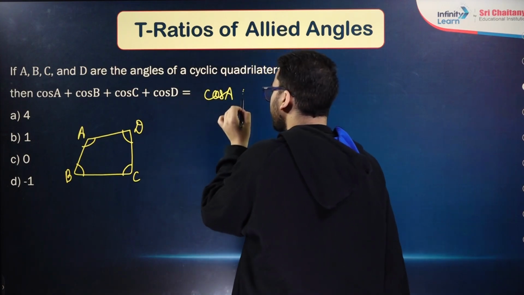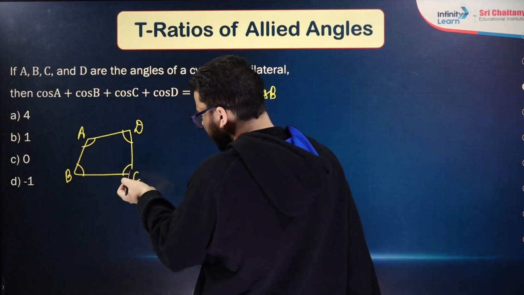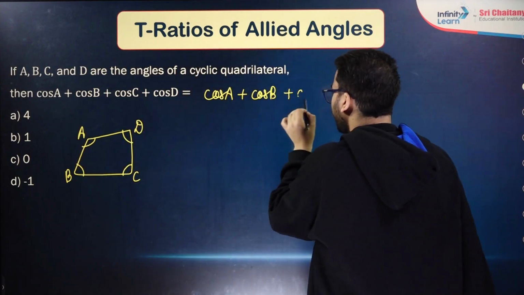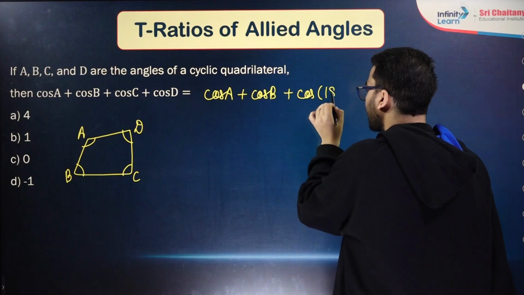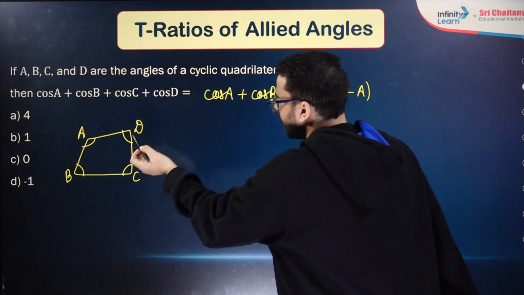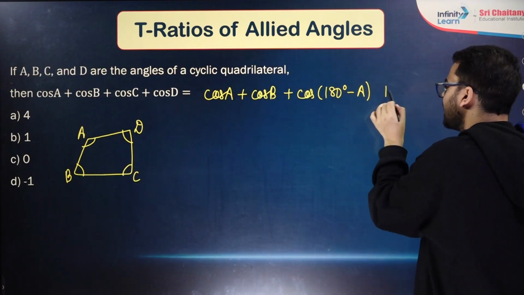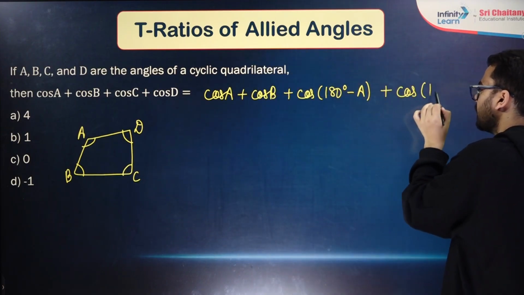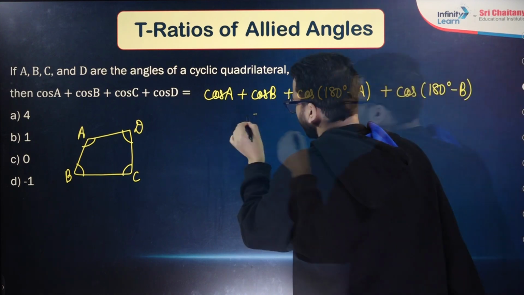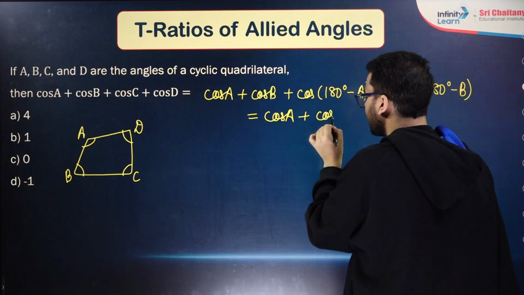You see, cos A can be written as it is, cos B can be written as it is. Now you see A plus C is 180. So in place of C, can I write 180 minus A? I can write 180 degrees minus A. In the same manner, B plus D is 180. So in place of D, can I write 180 minus B? Opposite angles of a cyclic quadrilateral are supplementary. Now this will remain as it is, cos A plus cos B.